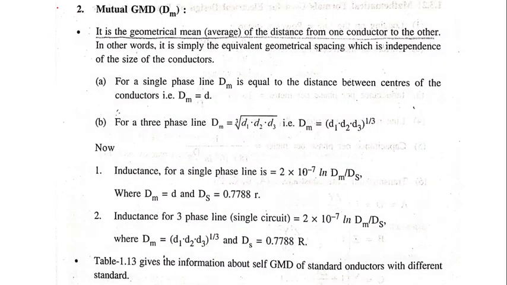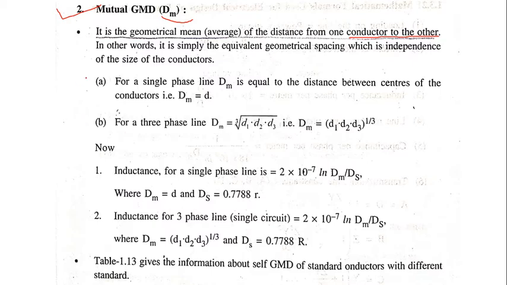Now next, mutual GMD, that is DM. It is the geometric mean or average of the distance from one conductor to the other conductor. It is the distance between one conductor and the other conductor, that is called the mutual GMD or DM. In other words, it is simply that equivalent geometric spacing which is independent of the size of the conductor. So the mutual GMD is not going to depend on the shape of the conductor, but it is going to depend on the spacing between the conductors.